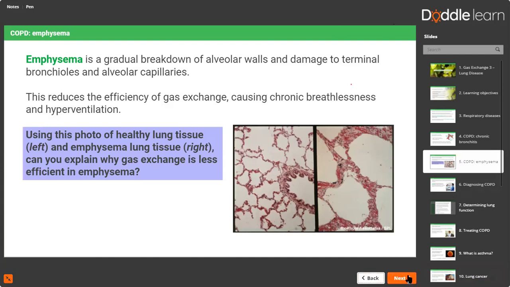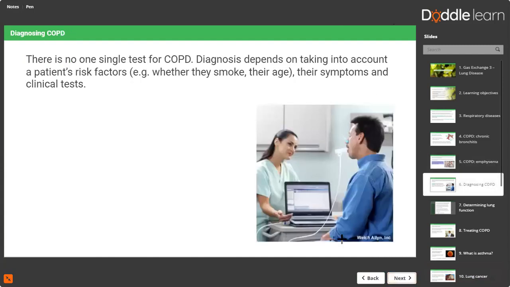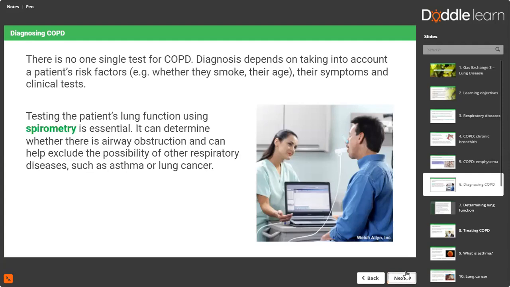So how do we diagnose COPD? There's not actually one single test for COPD. That's also because COPD isn't just one illness, it's an umbrella term. So the diagnosis of COPD depends on the patient's risk factors, whether that individual smokes, their age, also their symptoms and other clinical tests that have taken place. Some people can have COPD, but they might be a completely different age and have different life risk factors. So we would test for different things.